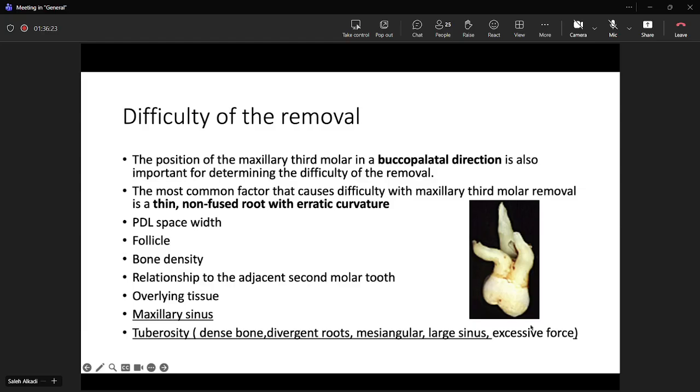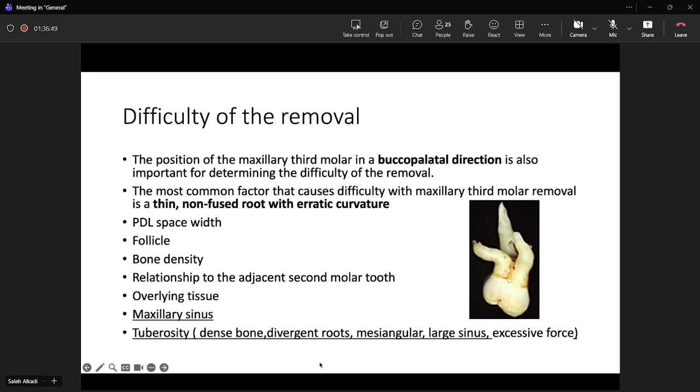We add here another two things you need to assess that are not present in the mandible, which is the maxillary sinus. The proximity of the roots to the maxillary sinus and the risk of oroantral communication after extraction of this tooth need to be assessed. The longer the root and the more divergent the root, the more the risk of creating oroantral communication.